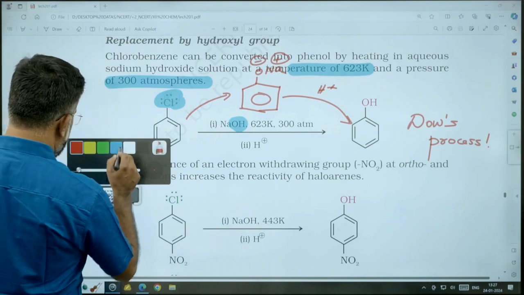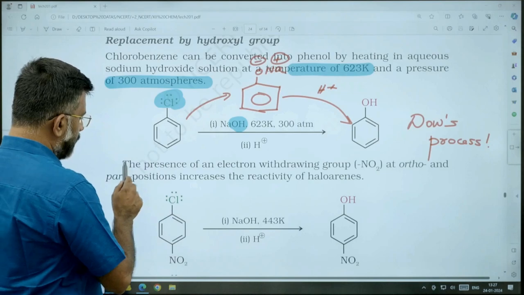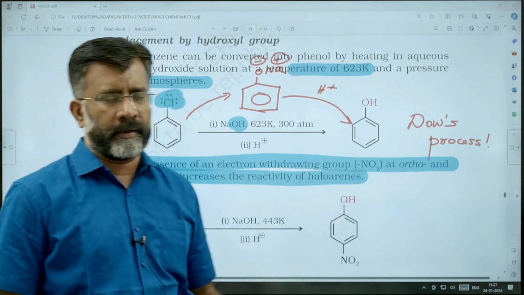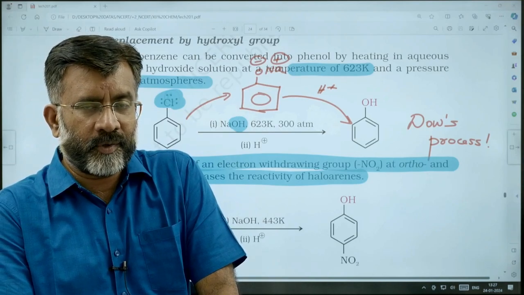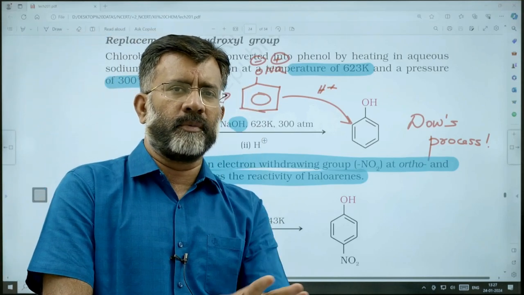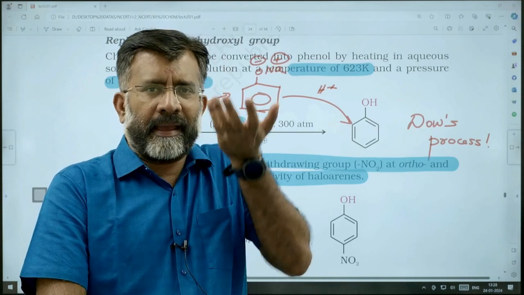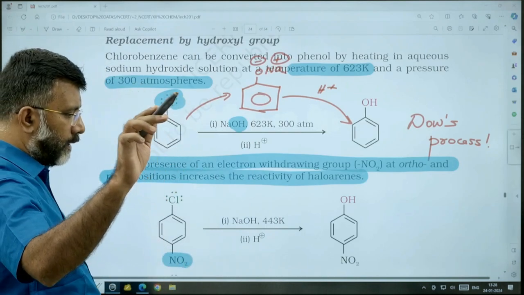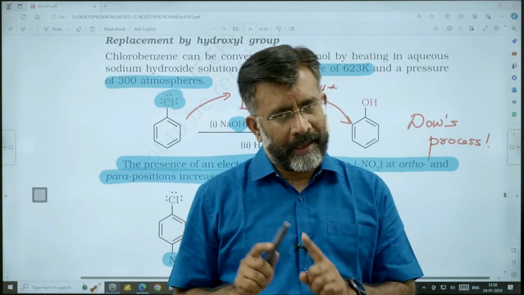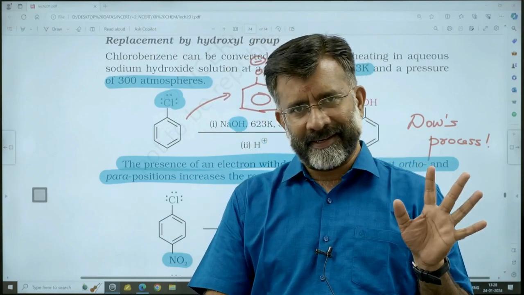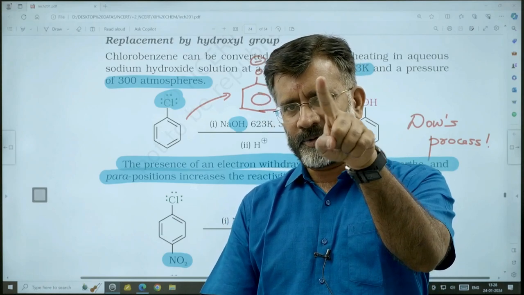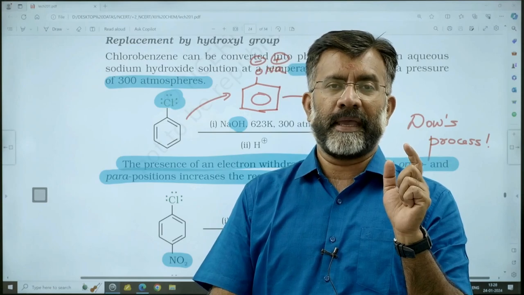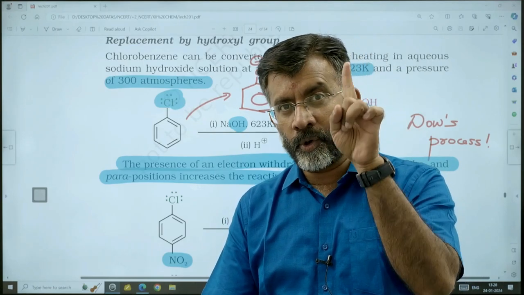Another important point discussed parallelly is the presence of an electron withdrawing group like NO2 at ortho para position, which will increase the reactivity of haloarene towards SN reaction. Please be very clear: the reactivity of chlorobenzene towards nucleophilic substitution reaction is enhanced by the presence of an electron withdrawing group, for example the nitro group, at ortho para positions.